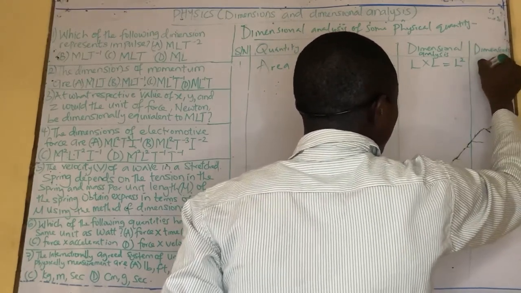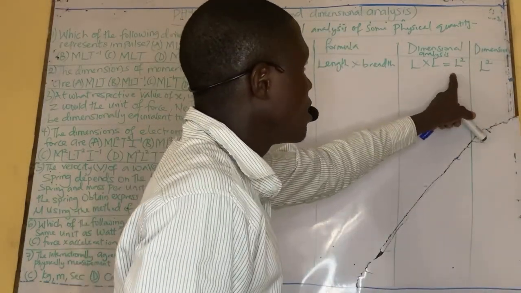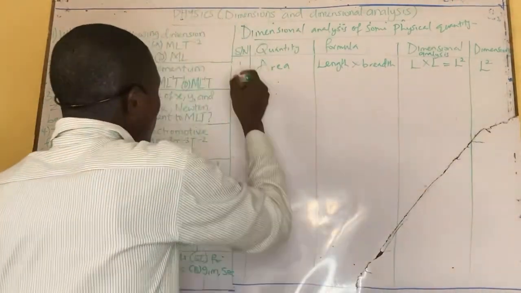So the dimension here is L squared. How do we get that? L times L, which is equal to L squared. So the dimension of the area is L squared.